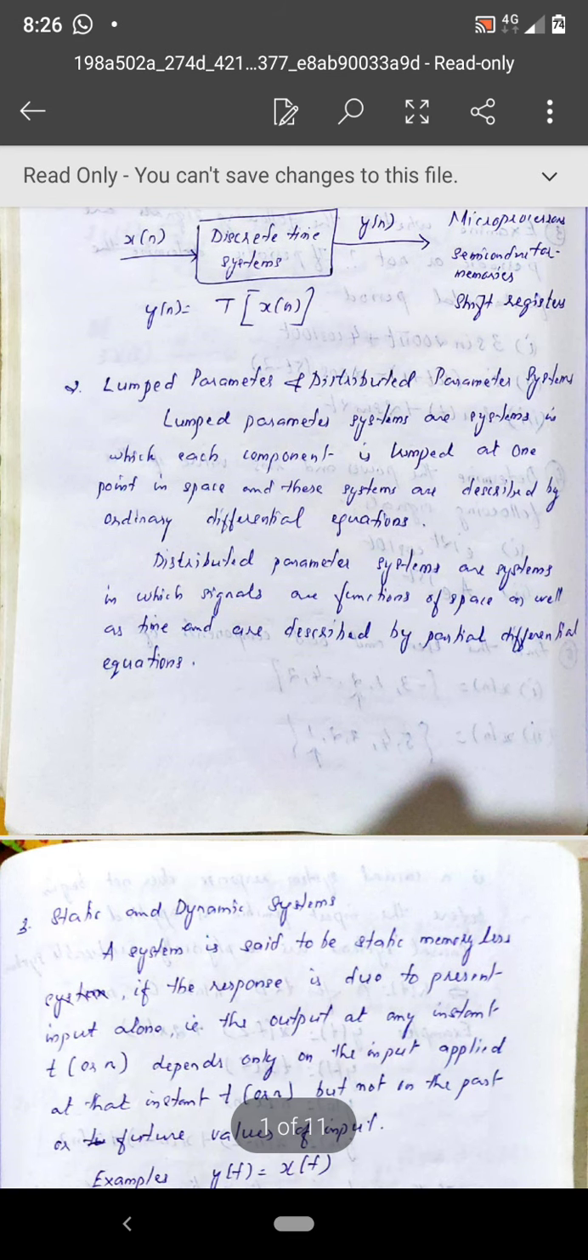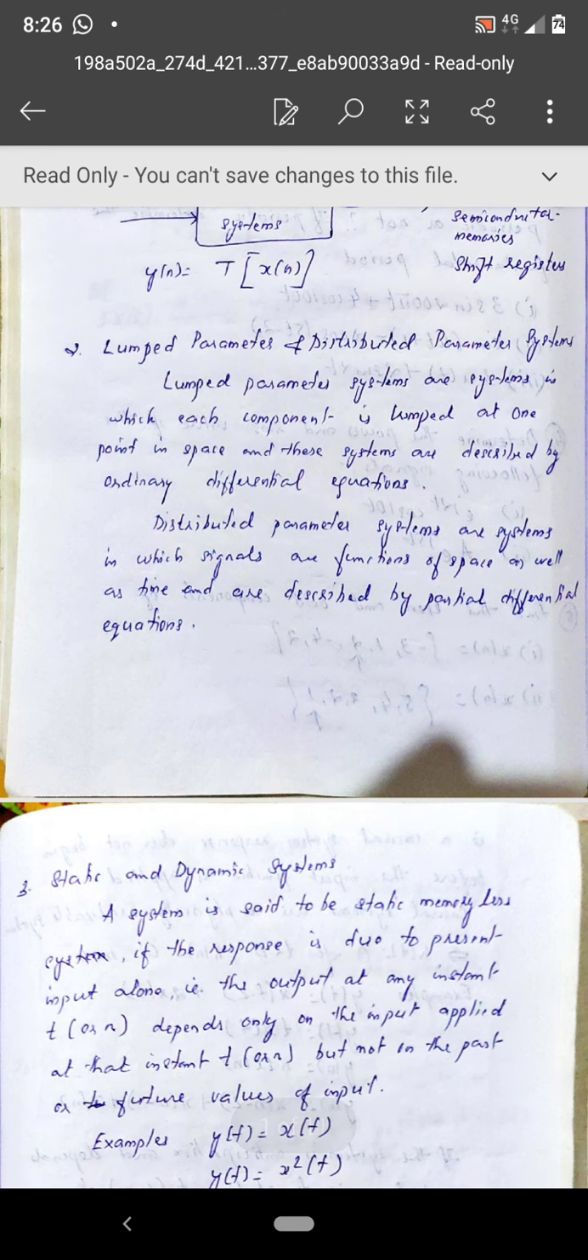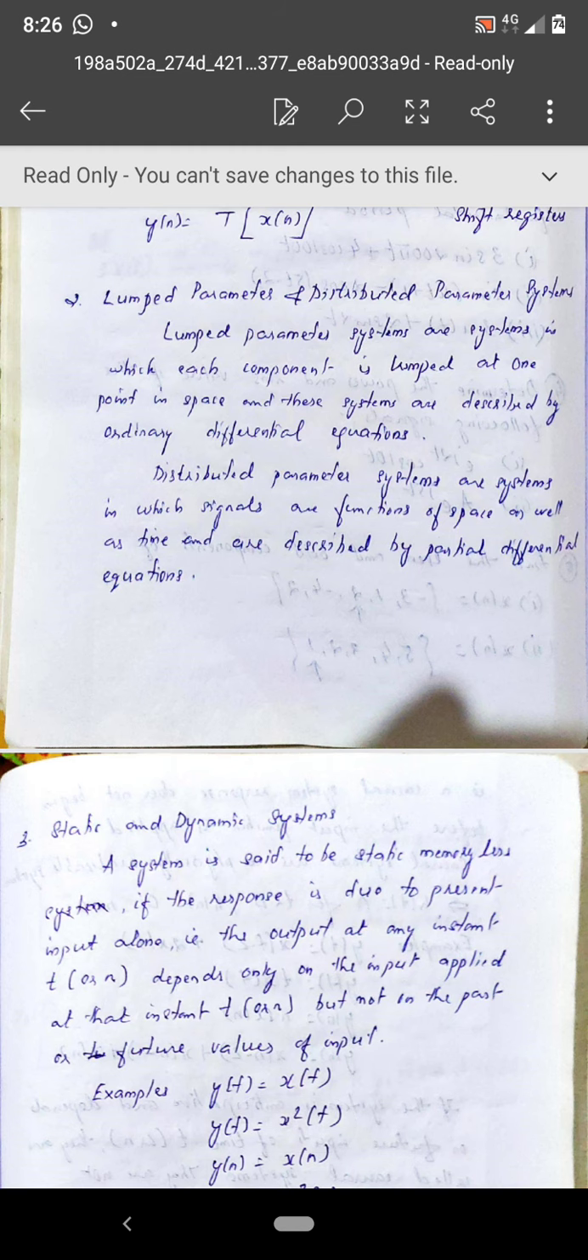Now we have the lumped parameter and distributed parameter systems. It is not very important in the present context, but for some systems there are many components. Each component can be lumped, or taken together at one point in space. Such systems are called lumped parameter systems, and if that is possible, they can be described by ordinary differential equations. Whereas for some systems it is not possible, and for them parameters should be distributed, and the equations pertaining to them are partial differential equations. Why partial differential equations? Because parameters are not independent of each other. Each parameter depends on another parameter.